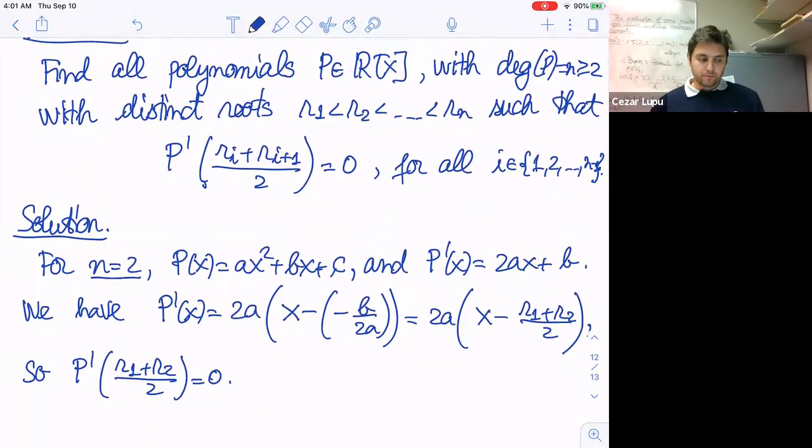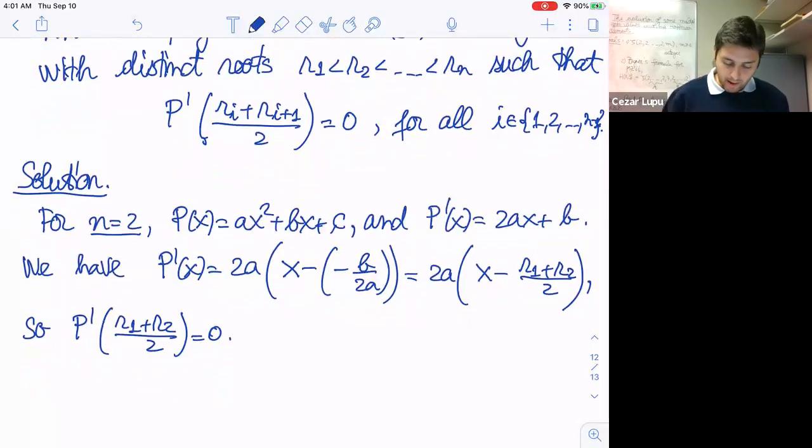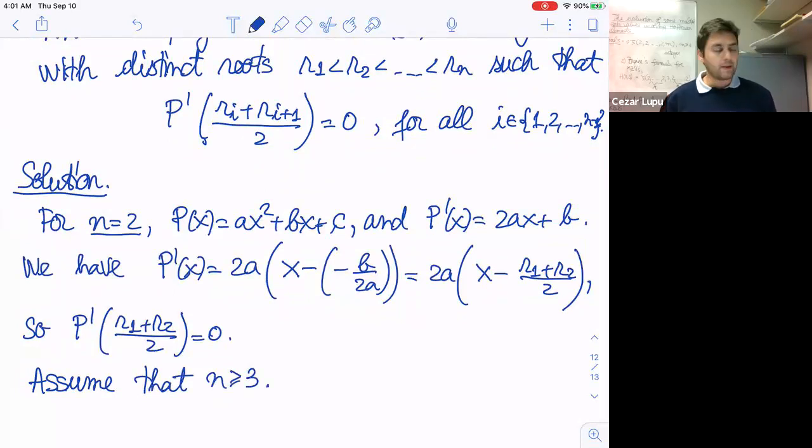So all polynomials of degree 2 will satisfy the condition. Now, perhaps we have a hunch that this will not be true for n greater than or equal to 3. Let's see what happens for n greater than or equal to 3. So assume that n is at least 3. Okay, so I know that the degree of the polynomial is at least 3.